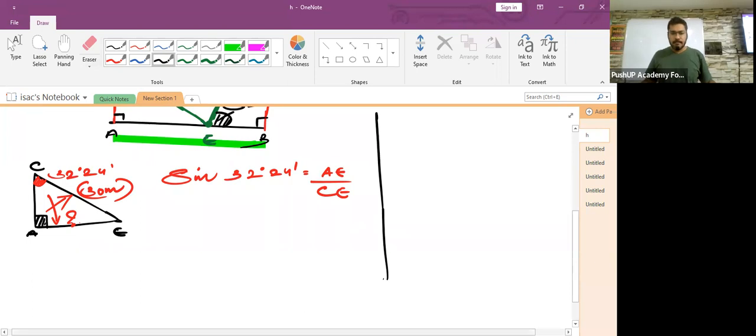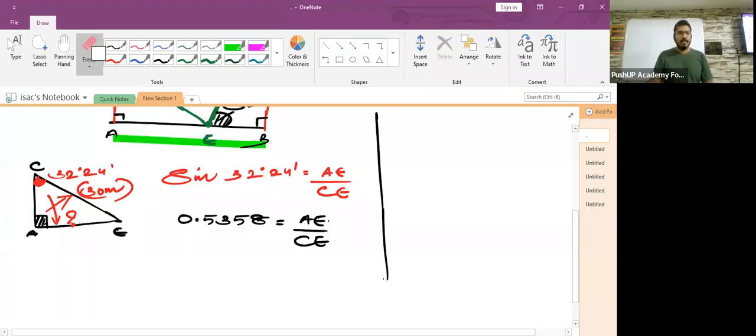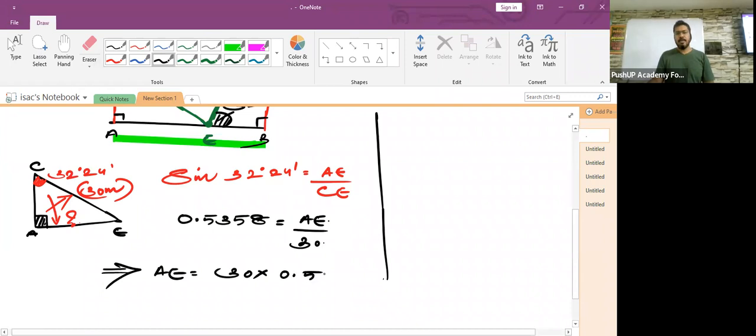Just a minute. The value of CE is equal to 30. So let's put that value here, 30 meters. So this implies the value of AE is equal to the product of 30 and 0.5358. Do it fast. 16.07. 074.